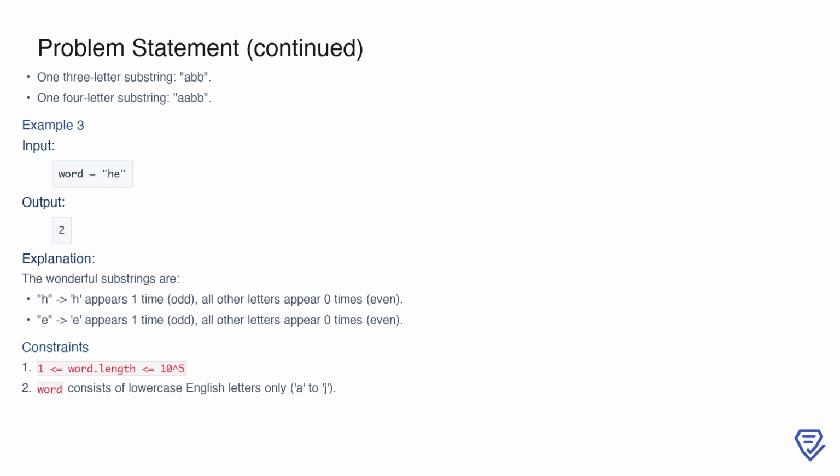Another example is the input string HE, which results in an output of 2. Here, the wonderful substrings are H and E because in each case, the corresponding letter appears once, which is odd, while all other letters have even counts of 0. These examples demonstrate how the definition of wonderful substrings applies to different input strings.